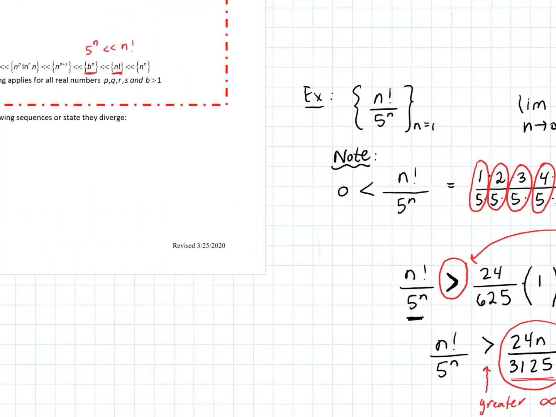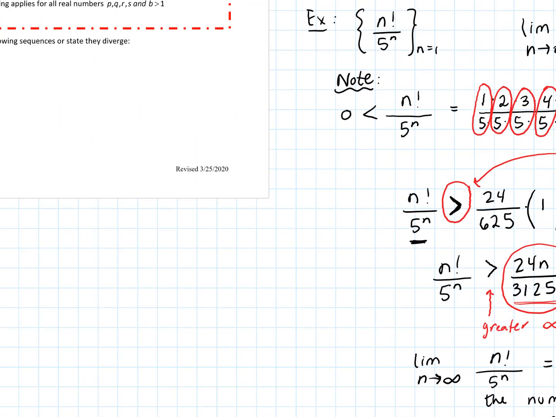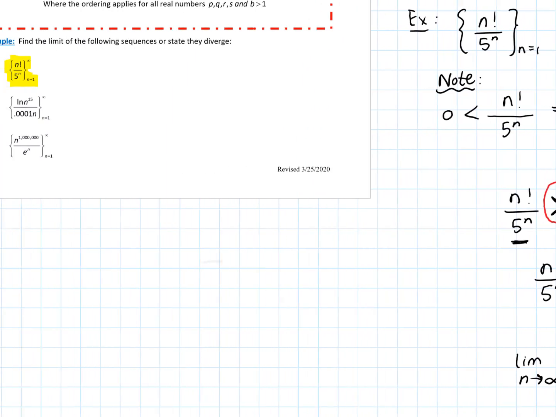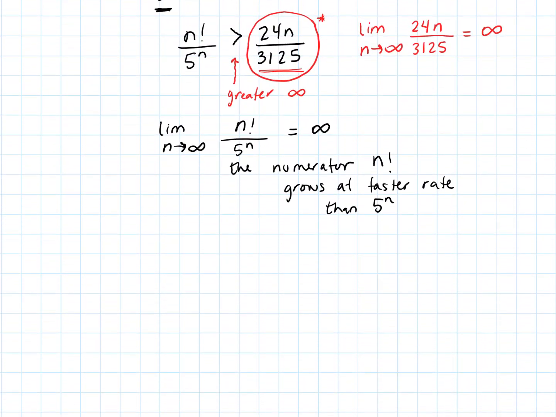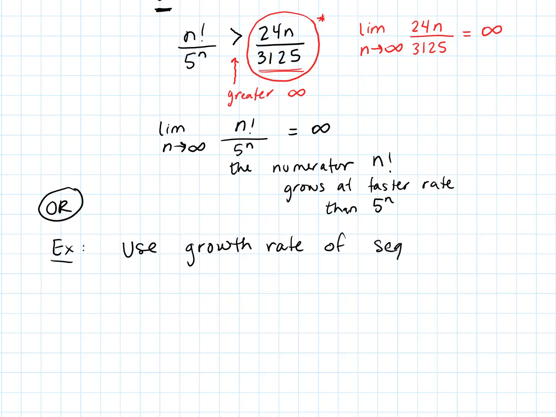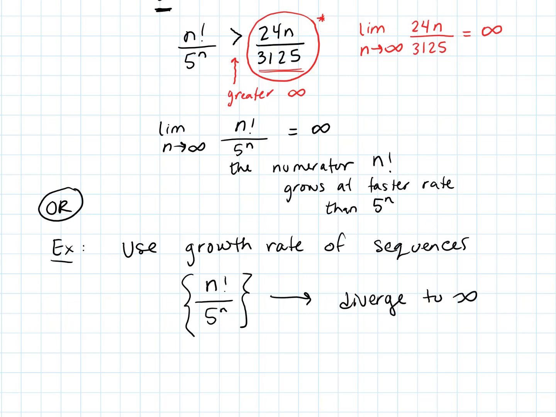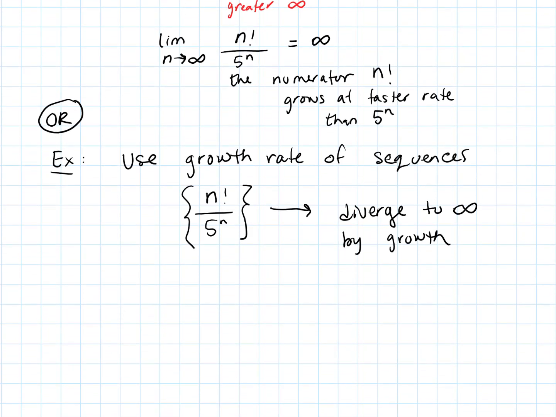But we could have actually done this example another way. If I was asked to compute the limit or find out if this converges or diverges, another way to do this particular problem would be to utilize the growth rate of sequences. If we look at n factorial over 5 to the n, we can say that this has to diverge to infinity by the growth rate of sequences, and we have to talk about the comparison of the numerator to the denominator.